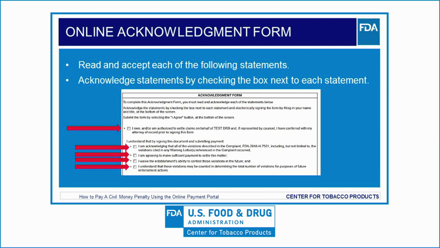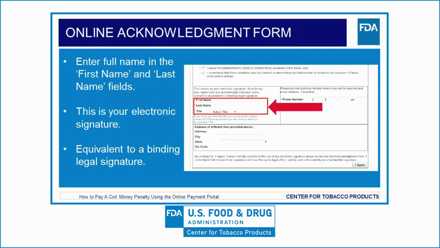If you are not willing to acknowledge each of these statements, you are responsible for filing an answer within 30 days of receiving the complaint. Next, enter your first name and last name in the provided fields. This serves as your electronic signature. By entering your name here, you acknowledge that your online consent is equivalent to a binding legal signature.